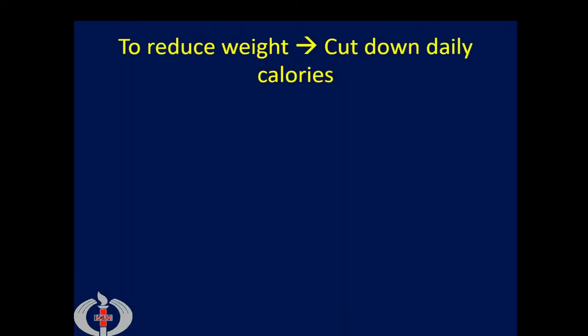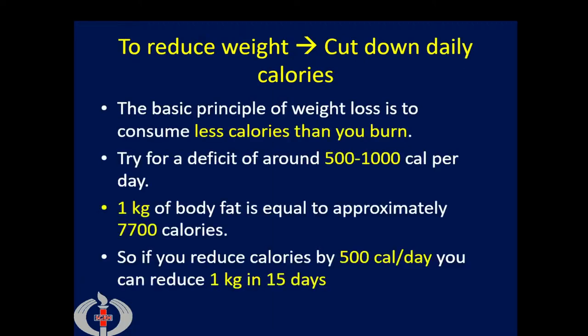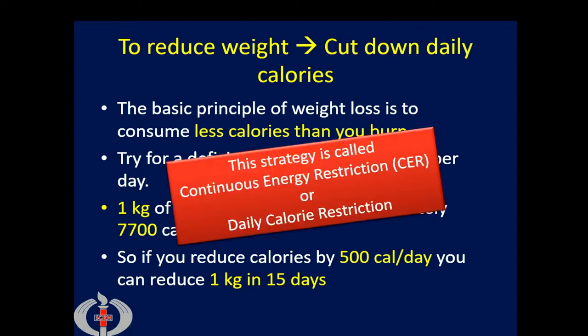So we have to reduce weight, we have to cut down the daily calories. And this is the basic principle of weight loss, that you have to consume fewer calories than what you are burning. So try for a deficit of around 500 to 1000 kilocalories per day. And 1 kg of body weight is approximately equal to about 7700 calories. So if you reduce the calorie intake by just 500 calories per day, you can reduce the weight by 1 kg even in 2 weeks time. So this strategy of continuous energy restriction or daily calorie restriction is simple.